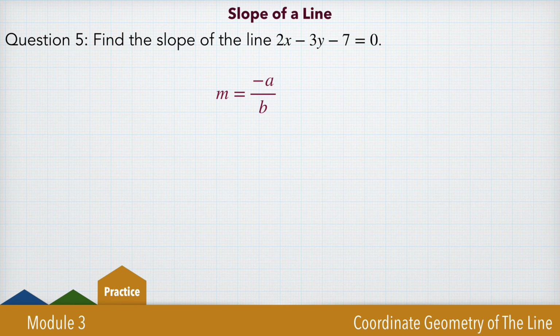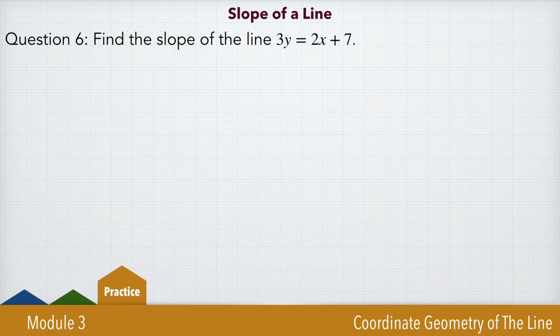And b is the coefficient of y, which in this equation is minus 3. Substituting these into the formula gives us minus 2 over minus 3. Simplifying gives us a slope of 2/3.